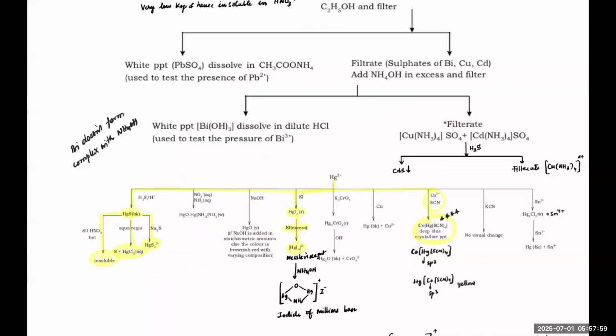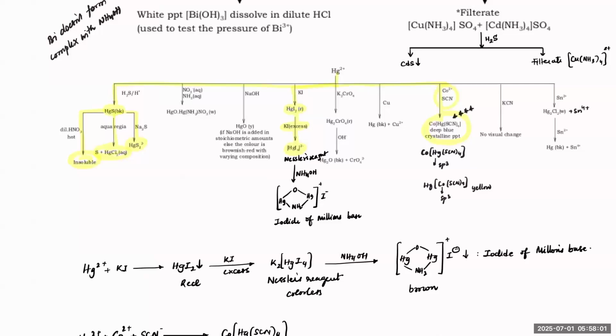Now notice the reactions for Hg2+. If it is Hg2+, right? If you add dilute H2S, on adding H2S, first you will get a black precipitate. And that when you add it with dilute HNO3, is insoluble. If you add Na2S, it will become a soluble complex. If you react with aqua regia, it will become a soluble mercury form and a colloidal sulfur formation.